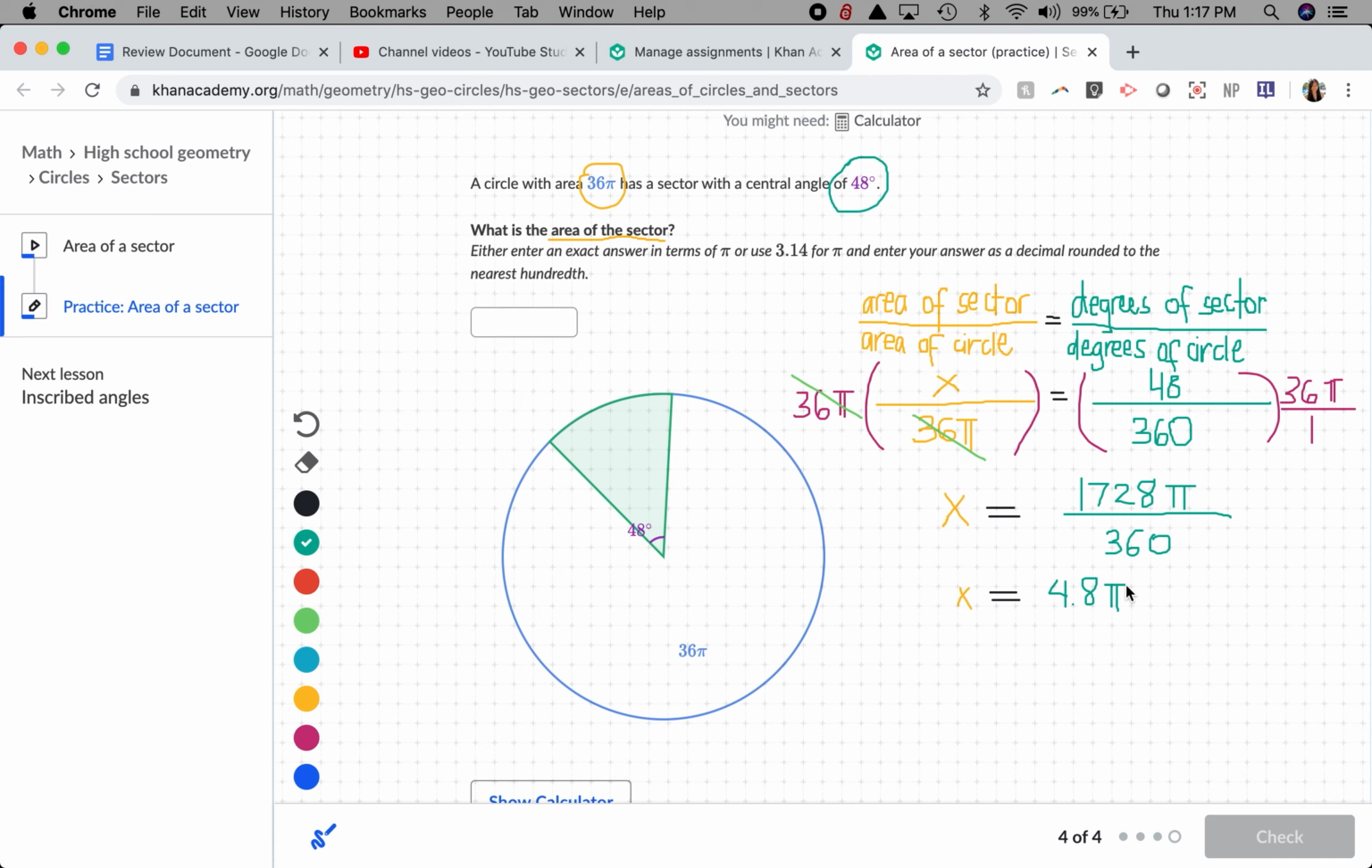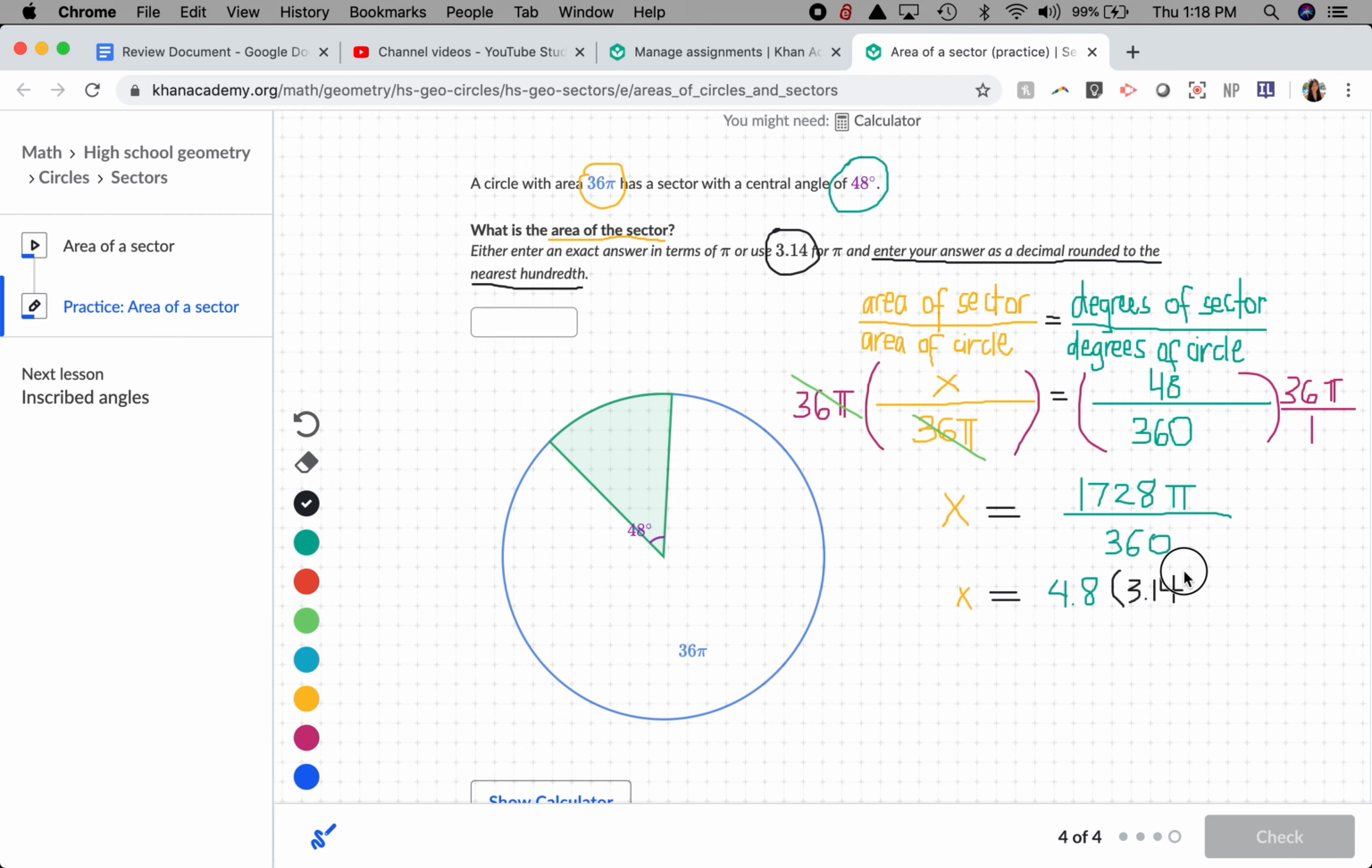Okay. Now, if I wanted your answer to have pi in it, this will be a completely acceptable response. However, for this specific problem on Khan Academy, it says enter your answer as a decimal, rounded to the nearest hundredth. So we're going to do the same thing as what we did earlier. Remember, pi is just equal to 3.14. What we're going to do is take away this pi, and we're going to replace it with 3.14. So I'm going to erase that and take its place with 3.14.